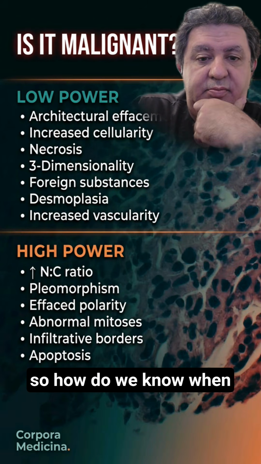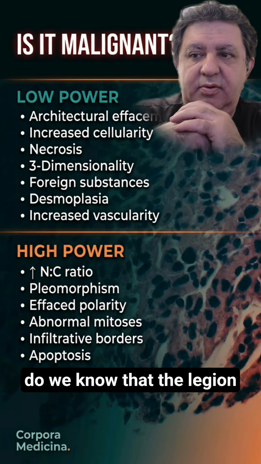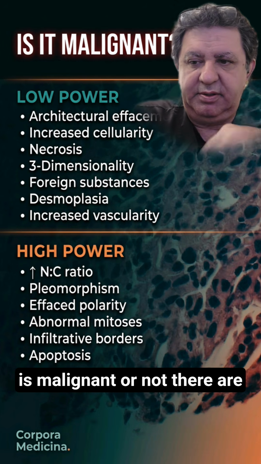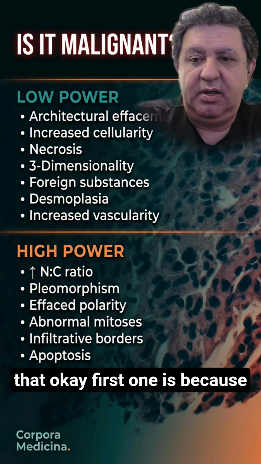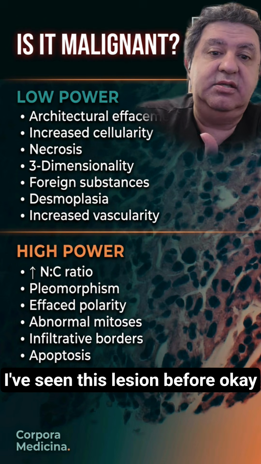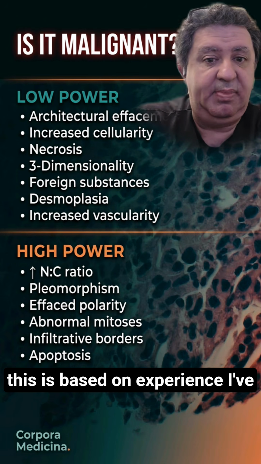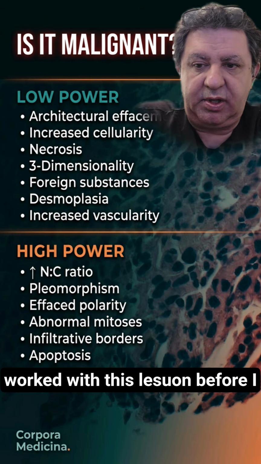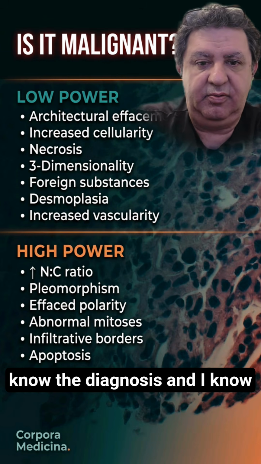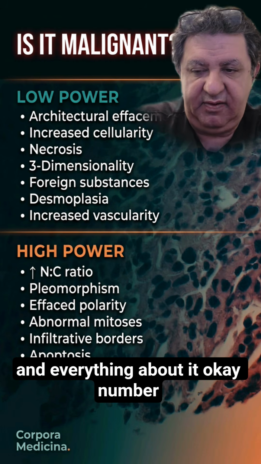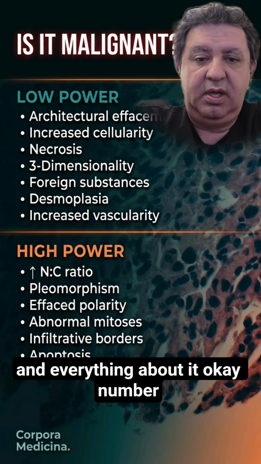So how do we know? When we look at the lesion, how do we know that the lesion is malignant or not? There are basically three ways we can do that, okay? First one is because I've seen this lesion before. Okay, this is based on experience. I've worked with this lesion before. I know exactly what it is. I know the diagnosis and I know it's malignant. I know its behavior and everything about it, okay?